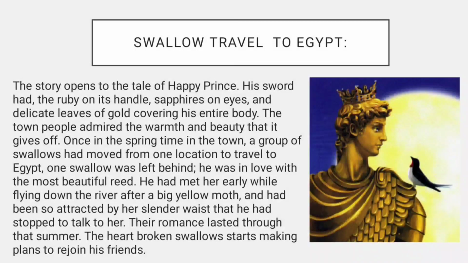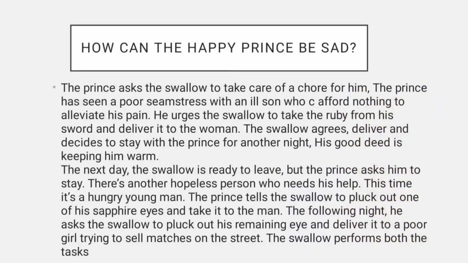Once in the springtime in the town, a group of swallows, the birds, had moved. The migratory bird swallow had moved from one location to travel to Egypt. One swallow was left behind. He was in love with the most beautiful reed. He had met her early while flying down the river after a big yellow moth, and had been so attracted by her slender waist that he had stopped to talk to her. Their romance lasted through that summer. The heartbroken swallow started making plans to rejoin his friends.